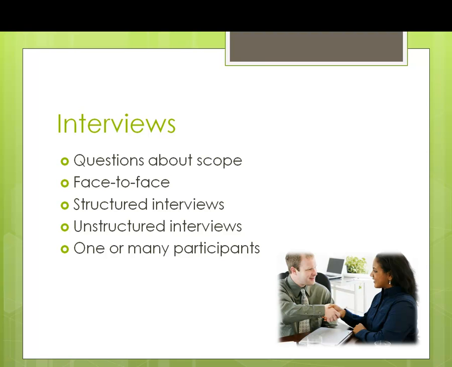Now, interviews could be one-to-one or one-to-many, depending on the situation. One-to-one is generally more ideal for the unstructured. Where you have many, you want more structured because it helps to keep the group focused on the set of requirements and the set of questions.